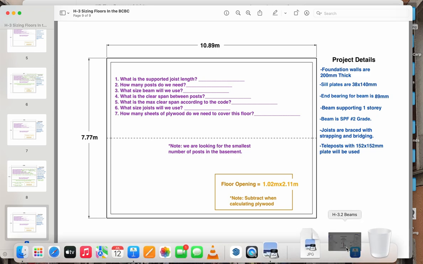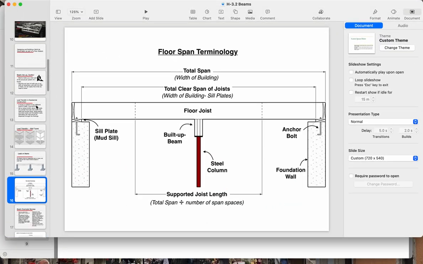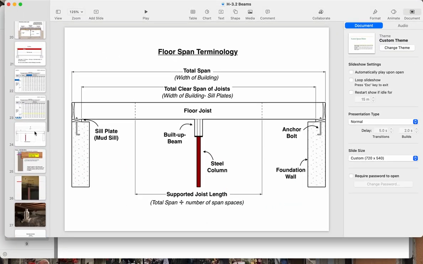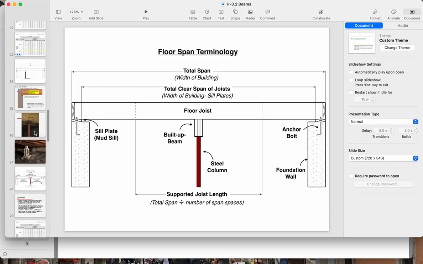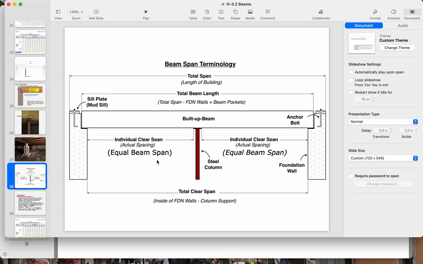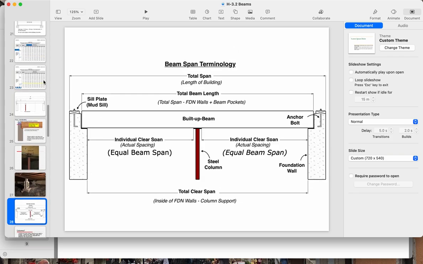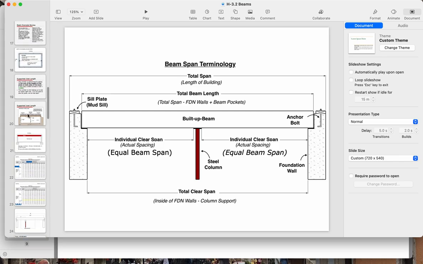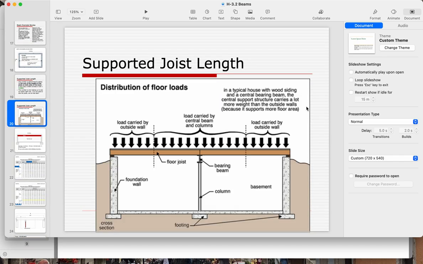Now if you remember, our supported joist length is how much of the floor the beam is actually carrying. Oops, that's the wrong picture. Looking at this picture is a good one. So remember that the beam is only picking up a portion of the floor. In this case, with one beam running down the middle, the beam is picking up half the floor on this side and half the floor on this side. So it's picking up half the floor.